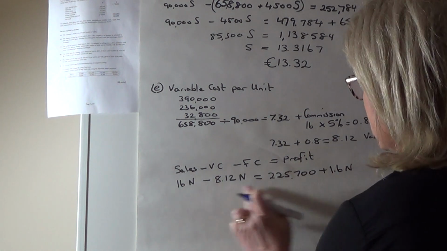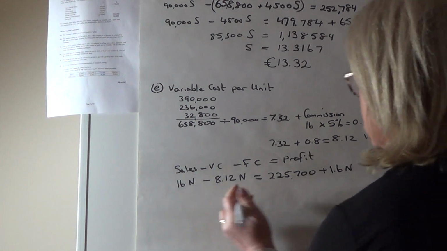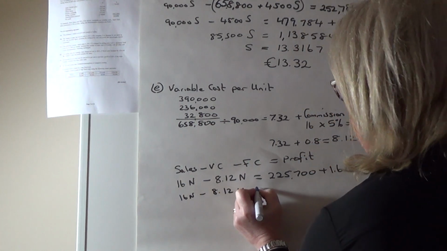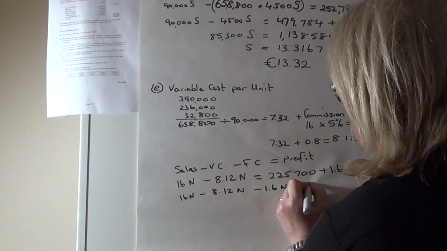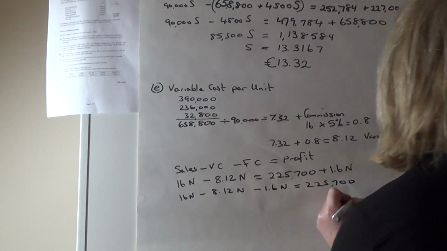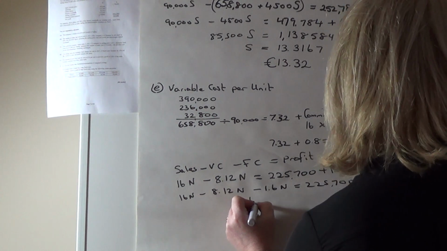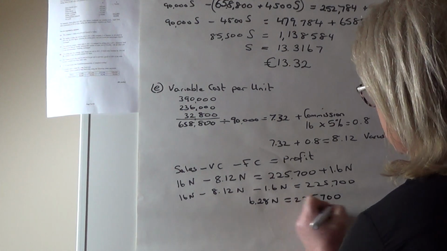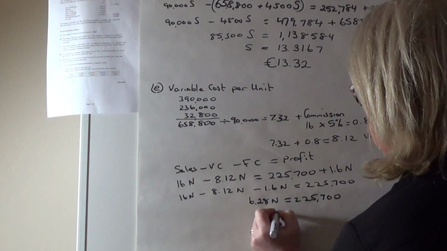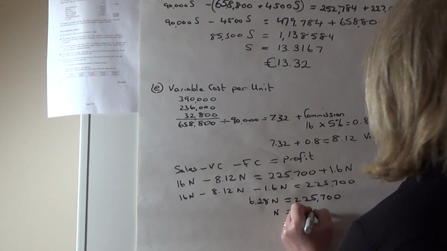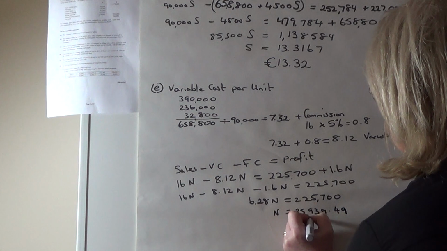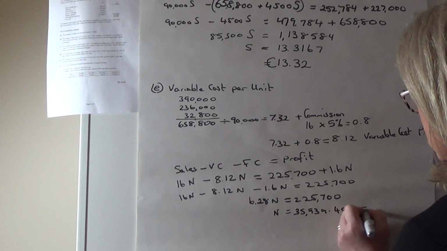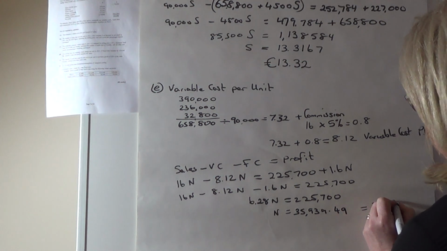So if I rewrite that with all the n's on one side and the known entities on the other, I'd have 16 n minus 8.12 n minus 1.6 n equals 225,700. And again, you just total that then at 6.28 n equals 225,700, and you don't even need to write all this out, you'd have it done in your calculator then at this point. N is equal to 35,939.49. So the number of units that I need to sell can be rounded to 35,940.